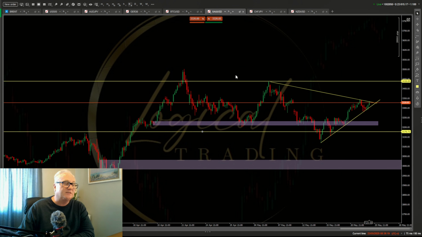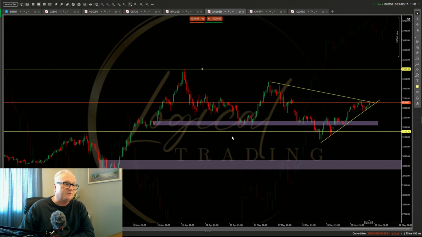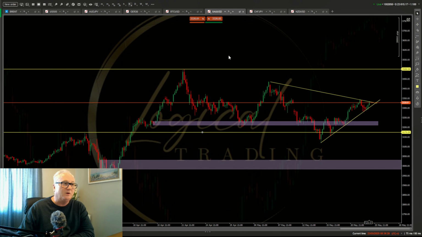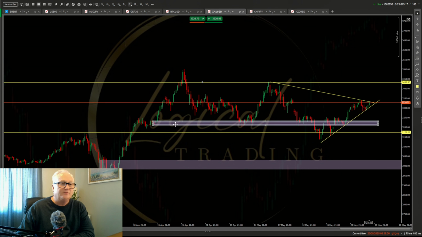We could move these lines further out. We could take them up to there, could take them down to there. But what I'm looking for is more touches. So I'm putting them a bit narrower so that I get a better feeling for that sort of range that's developed. Now you can use trend lines within your range. So while you would normally take trades in a range, you would buy at the bottom, sell at the top, buy at the bottom, sell at the top. You know what I'm saying?